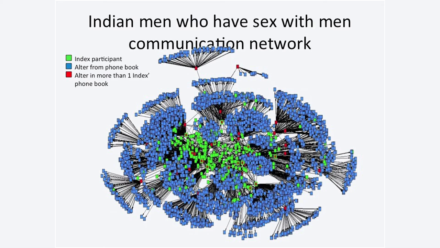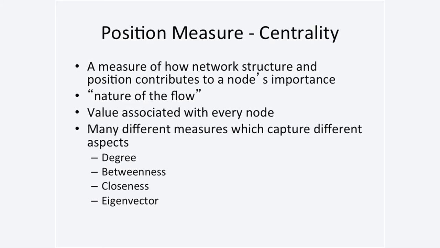So centrality is a measure of networks. It's a network structure metric, and it really is a reflection of how important that person is within the network. So every node in the network gets a value. Someone can be highly central, less central, and then if they're at the periphery and they're only connected to one person, they're least central.